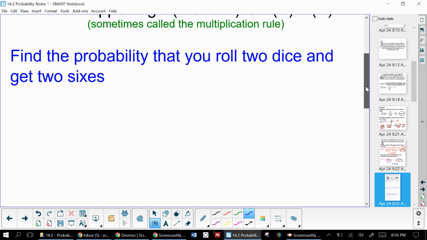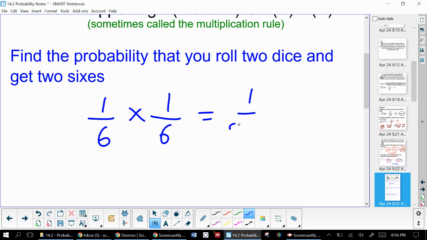So if we want the probability that you roll 2 dice and get 2 6s, we can look at those dice separately. The probability that we get a 6 on the first die is 1 out of 6. The probability that we get a 6 on the second die is 1 out of 6. And the multiplication rule says multiply them. So we've got a 1 out of 36 chance of getting 2 6s when we roll 2 dice. Those 2 dice are completely independent of each other, and that's what lets us do that.